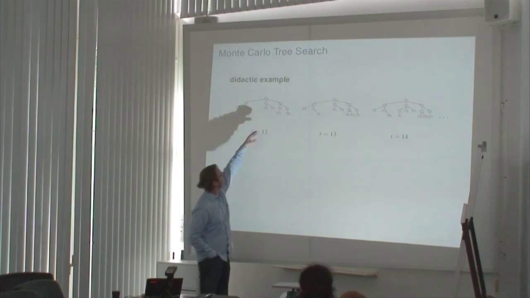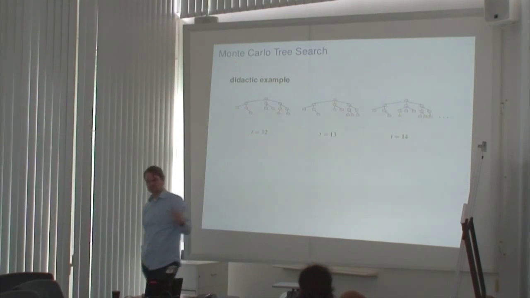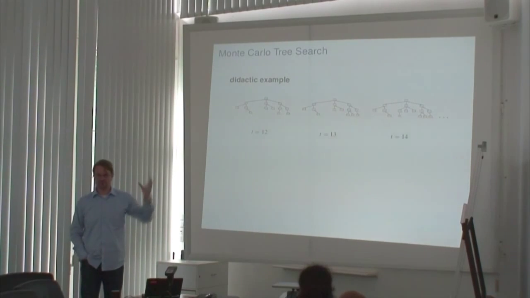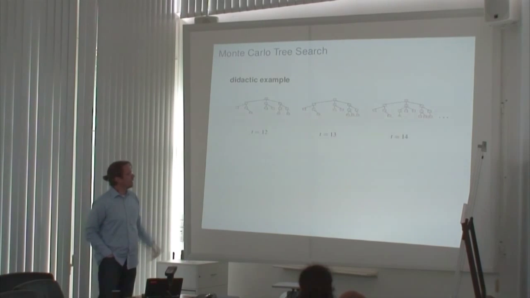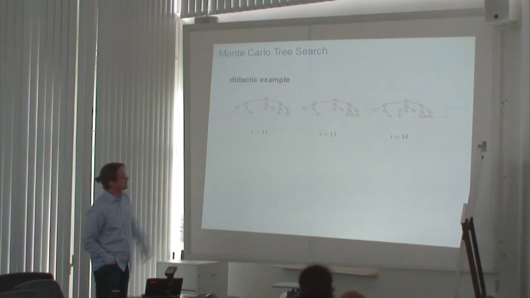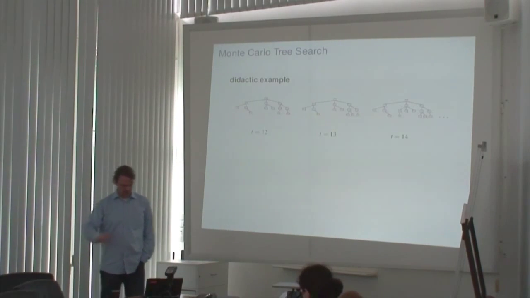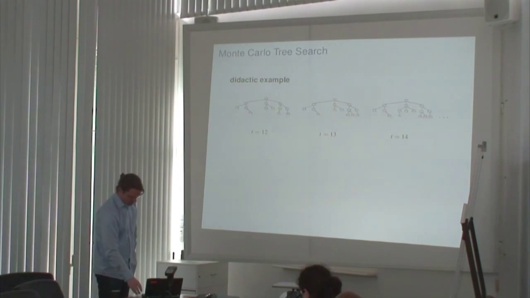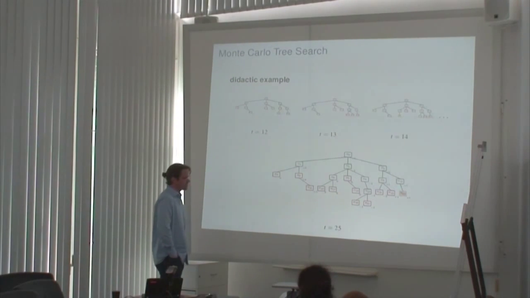Here it happened that the algorithm went down until the fringe was reached, and the fringe node was a terminal node, so they are still colored in red. But there again, it reached a fringe node from which there was no walk down to the leaf level yet. So yeah, there you have it in iteration 14. This is how it looks after 25 iterations.